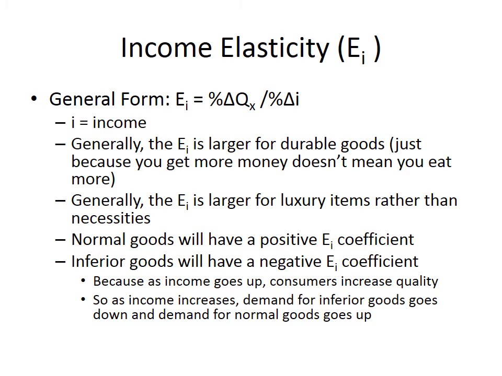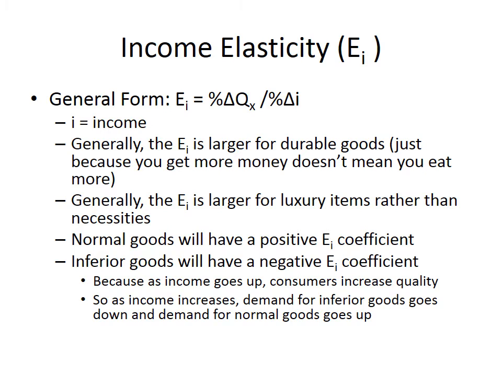Well, by definition, a normal good is a good in which when my income goes up, my demand for that good will go up. And when my income goes down, my demand for that good is going to go down. Because they're going in the same direction, okay, it's going to have a positive coefficient.